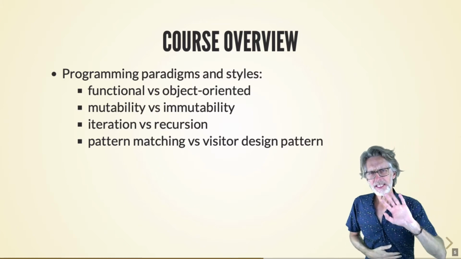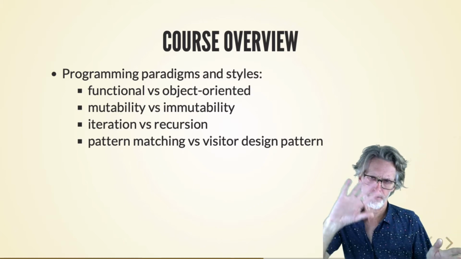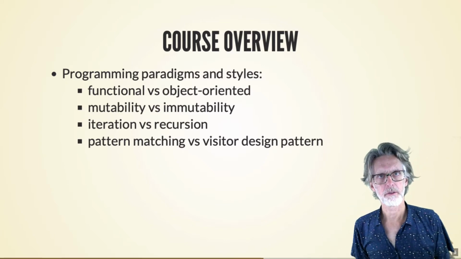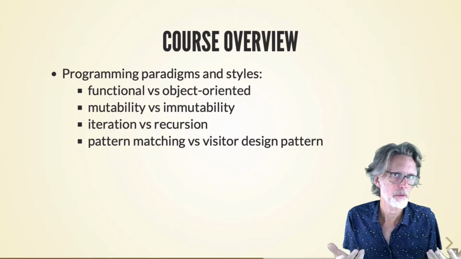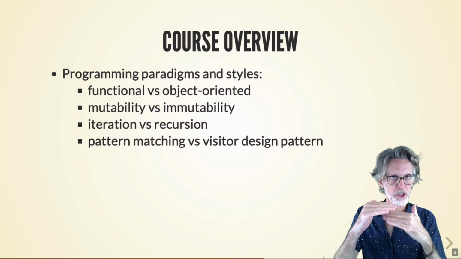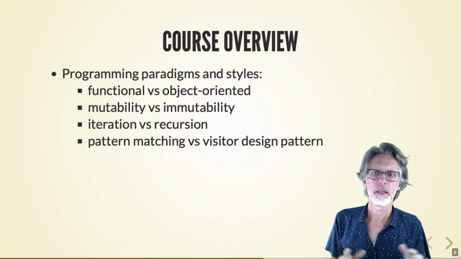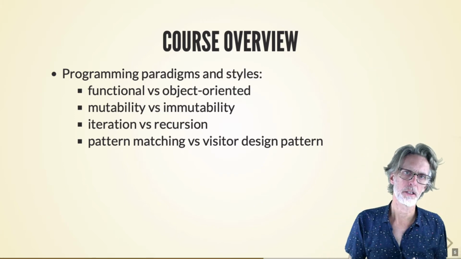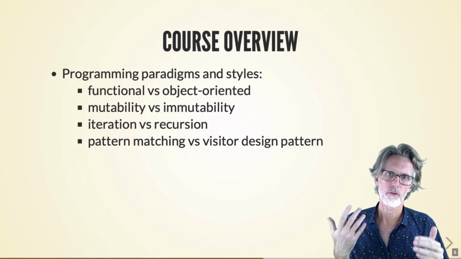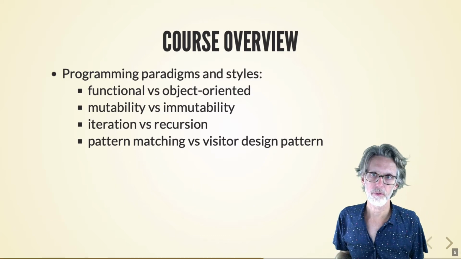So the idea here is that we're looking at paradigms and styles of programming. So for example, functional programming versus object-oriented programming. That'll be a big emphasis. Also, mutability versus immutability. So when I write my programs, I can write them in the style where I've got variables that are changing state constantly, or I can avoid that and write it in immutable style. So we'll talk about the trade-offs between these, between iteration and recursion, between pattern matching and visitor pattern design, and different styles like this. So these are different ways of writing programs that it's important to be familiar with so that you can make sensible choices going forward.